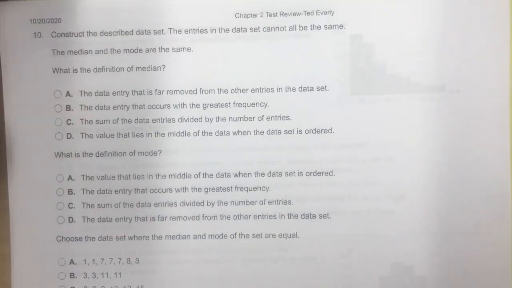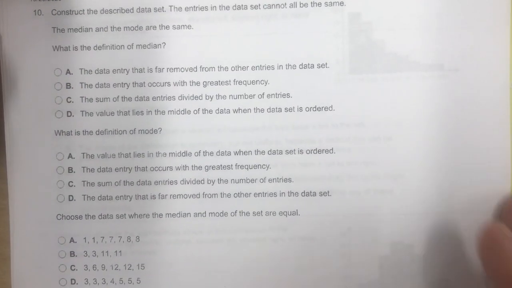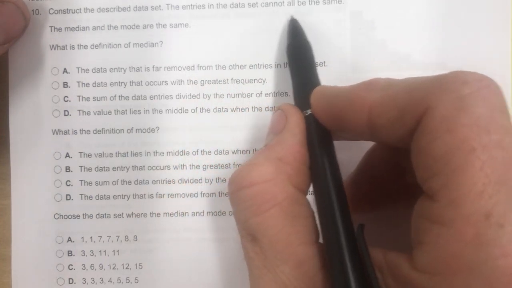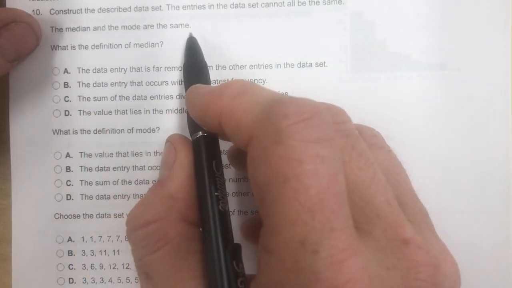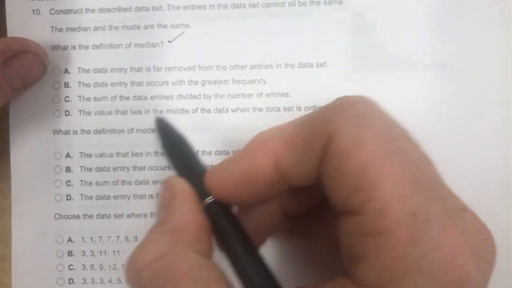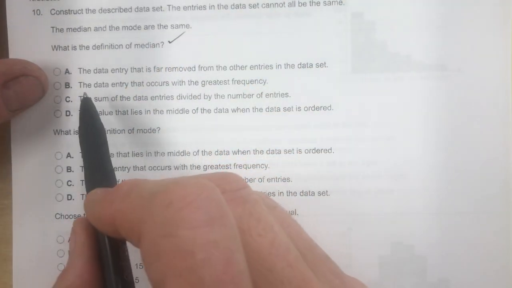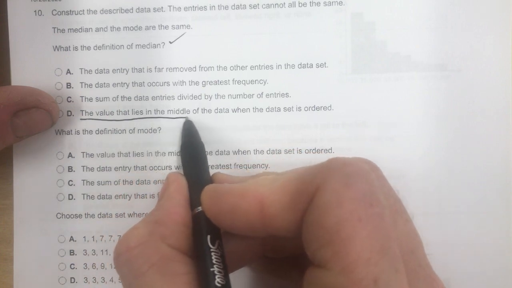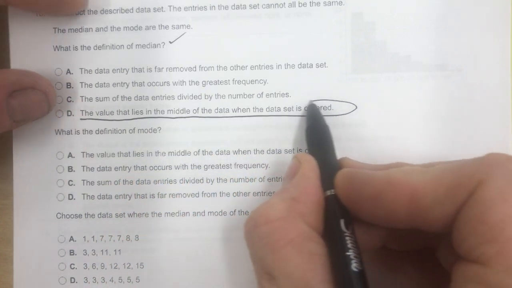All right, number 10. Let's go to this one. Construct the described data. The entries in the data set cannot be all the same. The median and the mode are the same. What's the definition of median? All right, the median is when they're all in order and it's the middle number. Okay, right here. The value that lies in the middle of the data when the data set is ordered, right there.